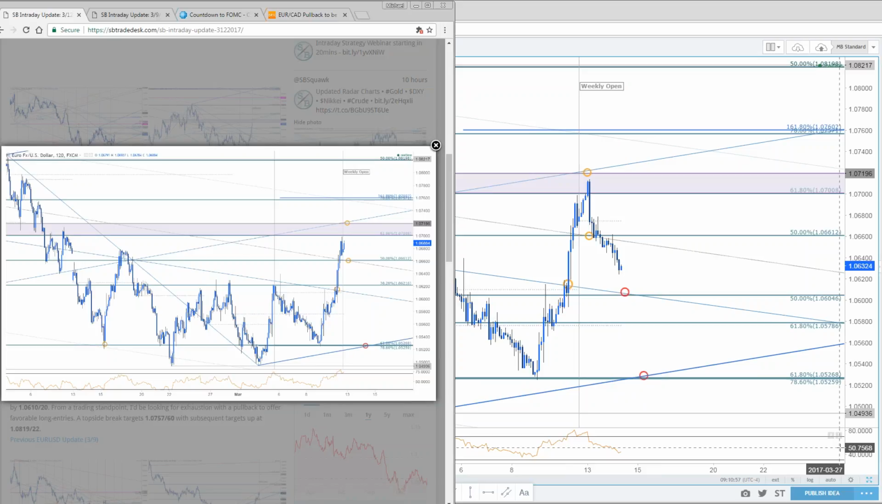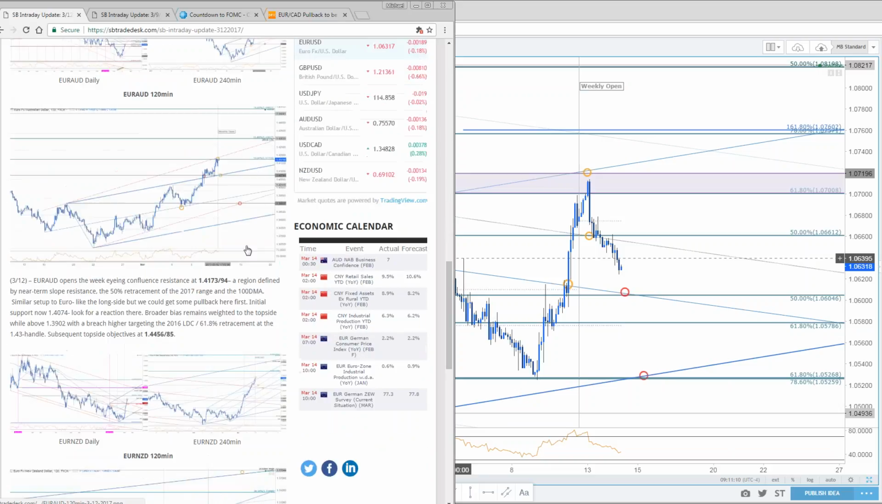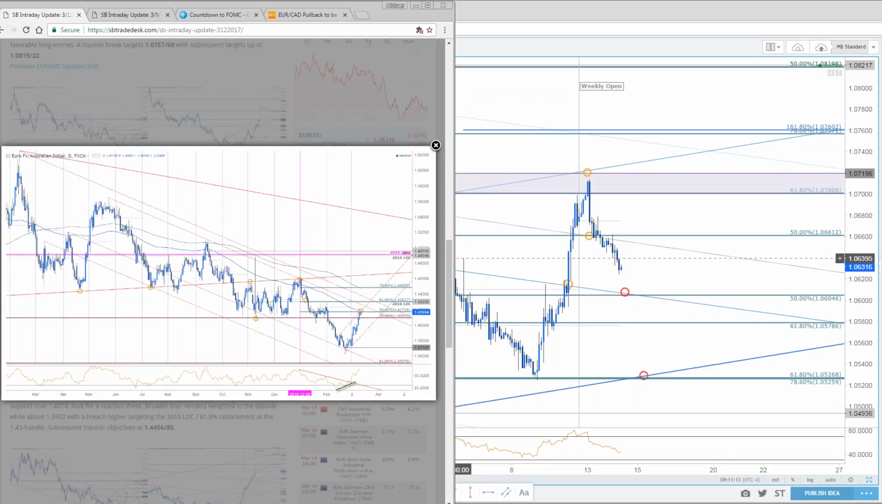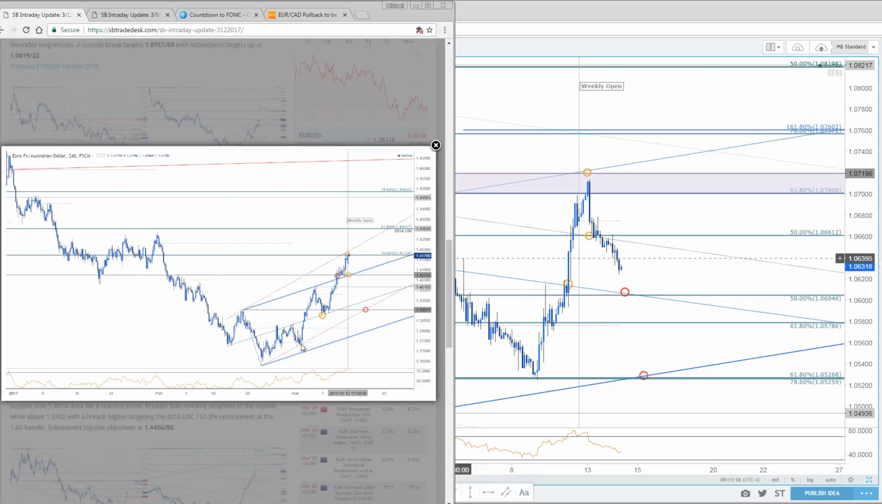Questions on Eurodollar before we move off? Again, no changes to any of those targets. Moving right through the euro crosses, euro Oz looked like this. Another trade that opened up the week right at resistance. That resistance was 41.73. We noted that even on the near-term charts, you had some very clean slope support.